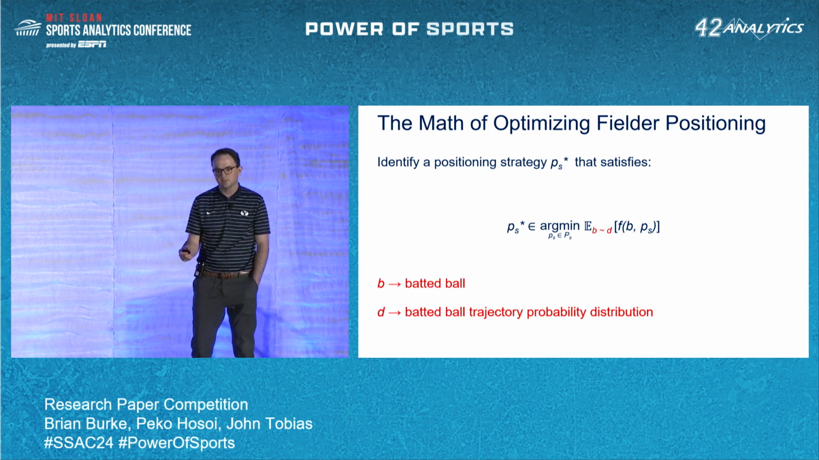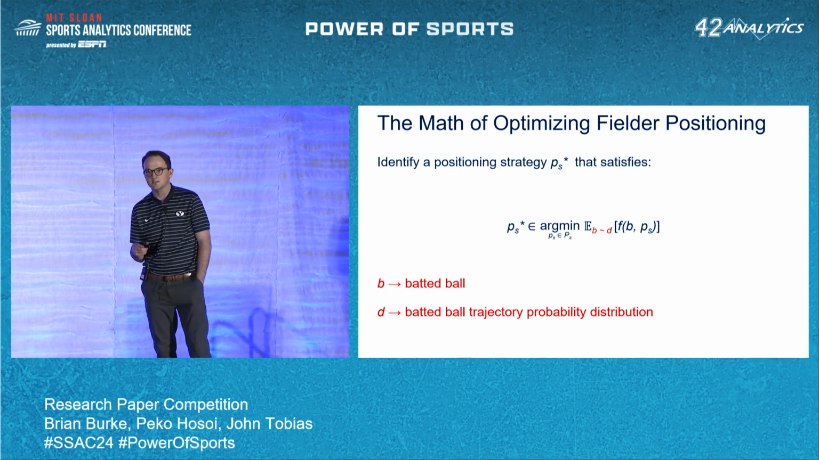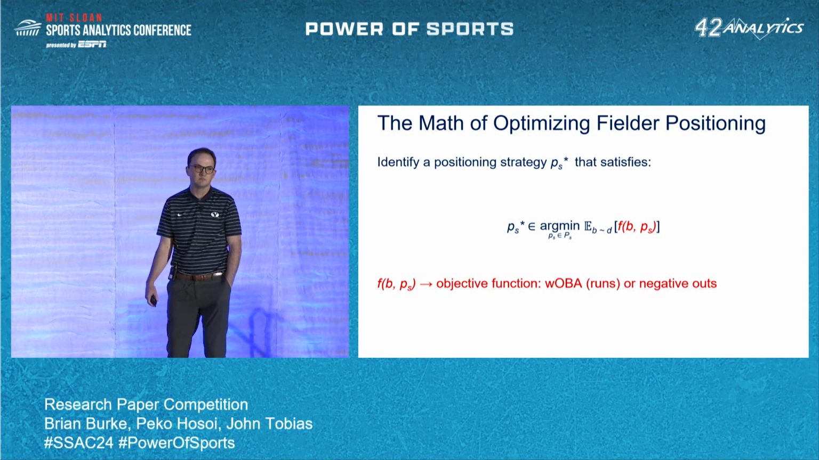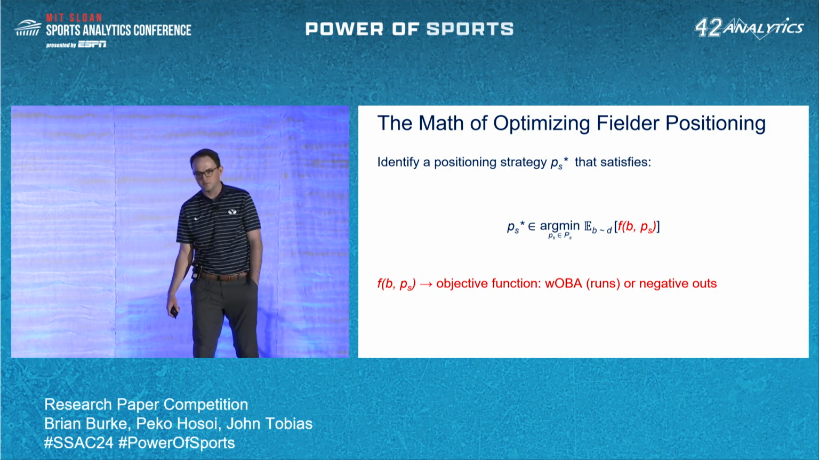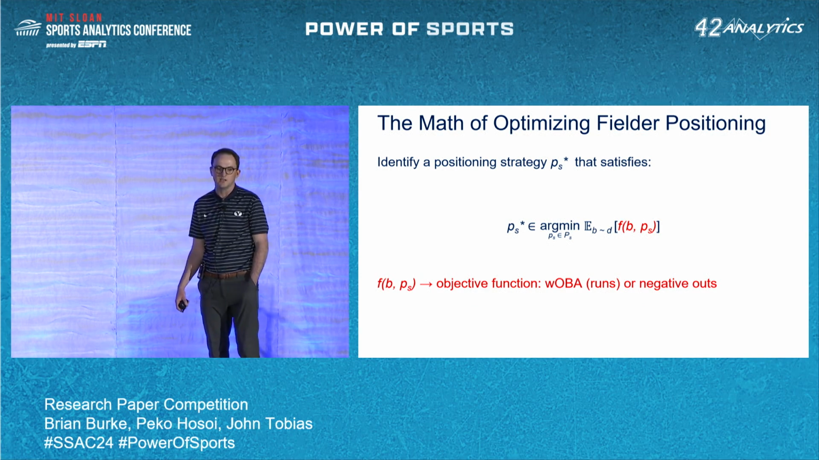And to be a little more specific, we're taking the expected value over a batted ball trajectory distribution. So that's D in that formula. And what are we taking the expected value of? Our objective function. So that's a function of the batted ball, B, which is drawn from that batted ball trajectory distribution. And it's also a function of the positioning strategy, PS.